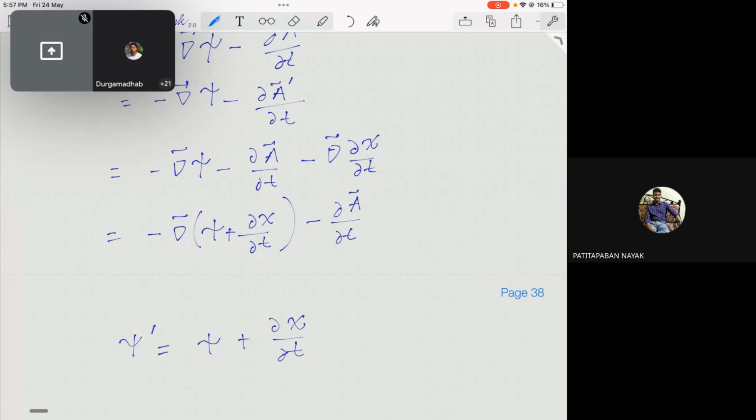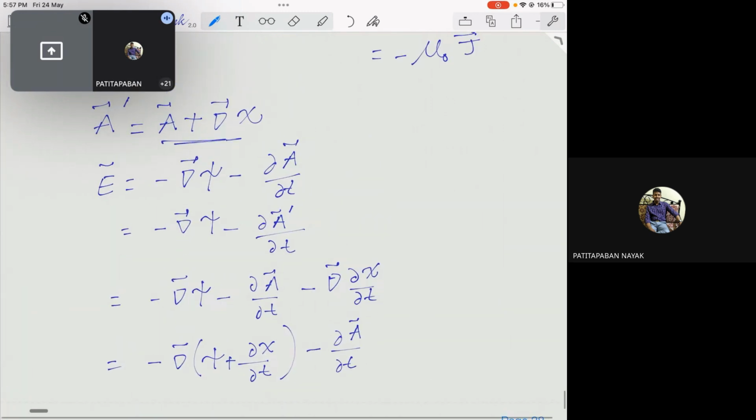Sir, please take the slide a little down. Means the upper portion I want to see. Yes. Okay.